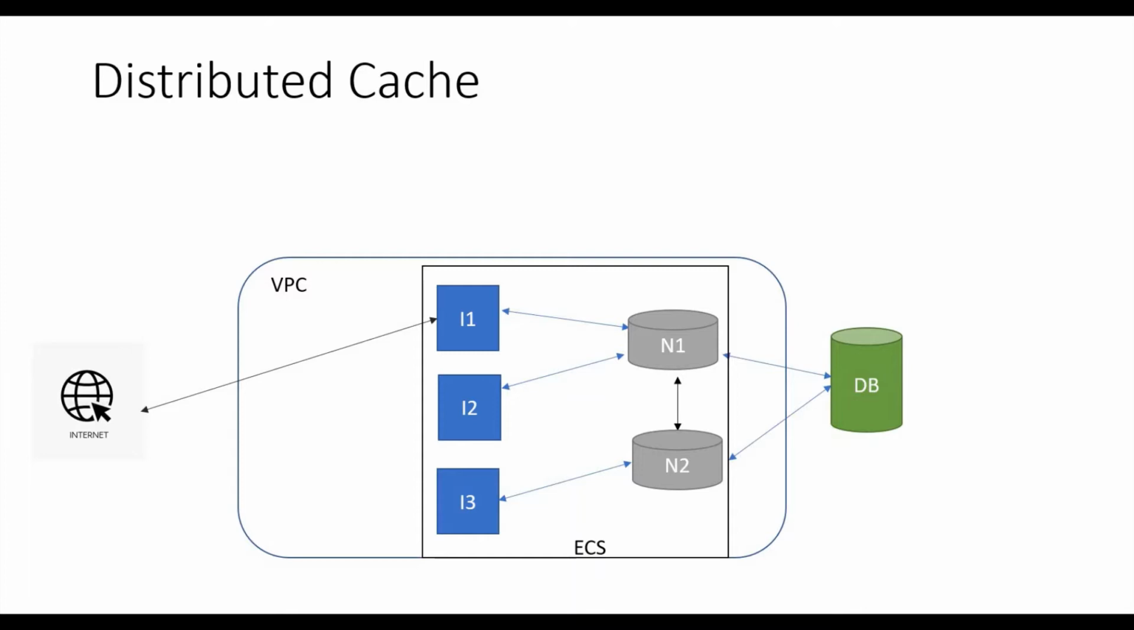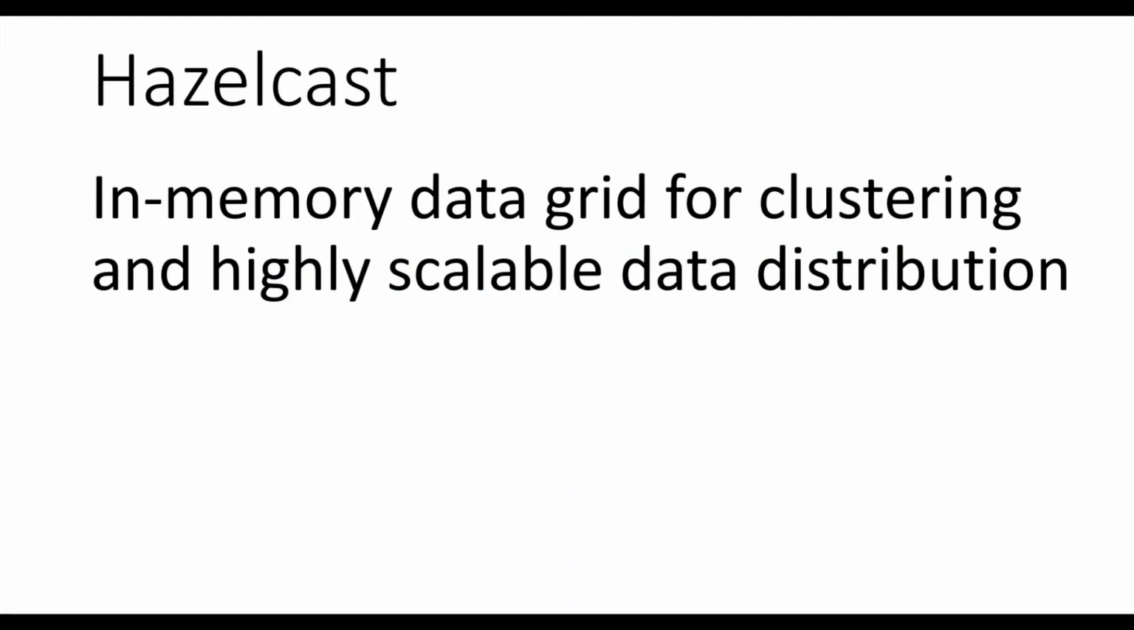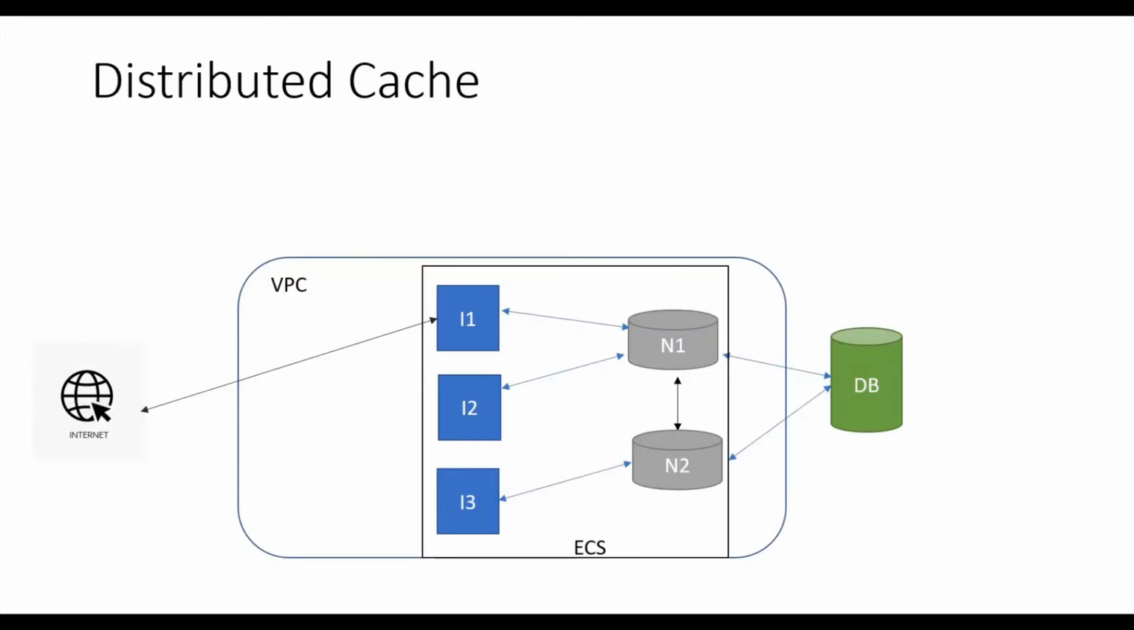When it comes to the CAP theorem, the main things are availability, consistency, and fault tolerance. Here we can achieve availability and fault tolerance more in this manner. There are many distributed caches, but today I will discuss Hazelcast. Just a brief description: Hazelcast is an in-memory data grid for clustering and highly scalable data distribution. It does the same thing I was talking about in this diagram. It will have its own cluster, and it will be bound to all the instances we are attaching to it.